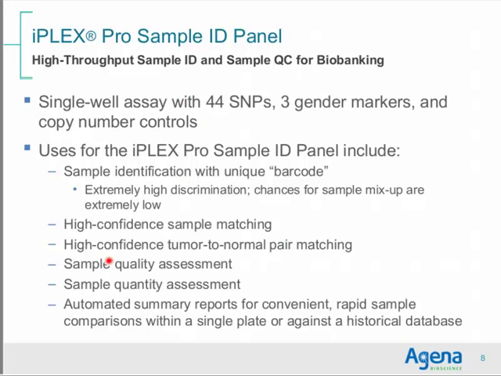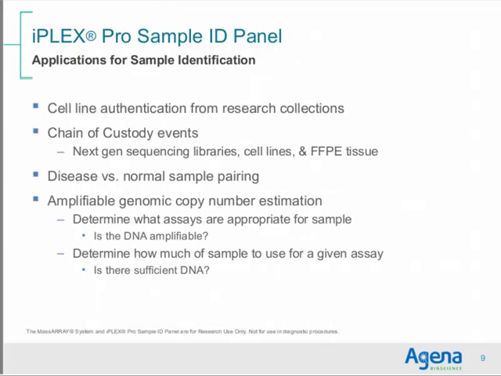The copy number control assays give us accurate quality assessment, telling us the absolute number of amplifiable DNA template copies that are in that sample. And the entire panel is coupled with a completely automated matching database for storage and matching software with summary reports and other outputs that I will showcase in a moment.